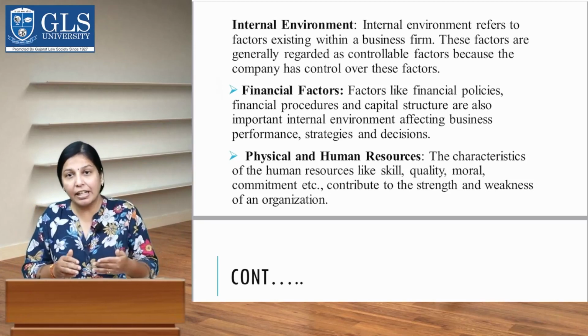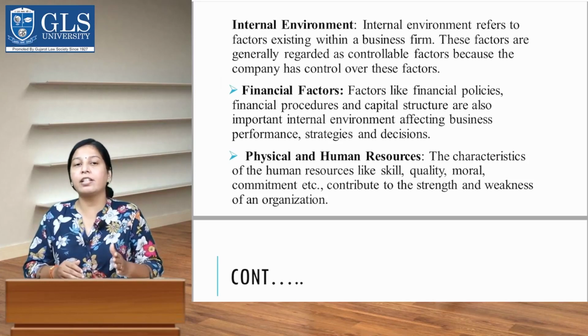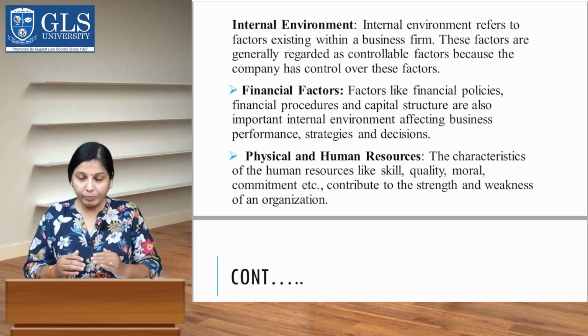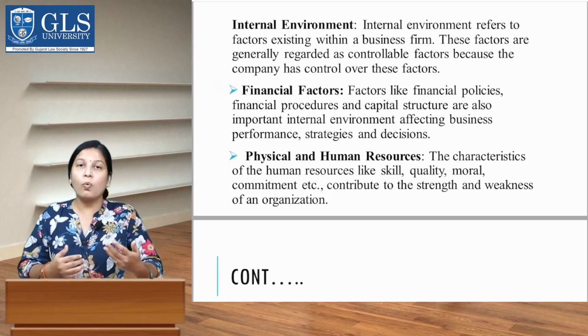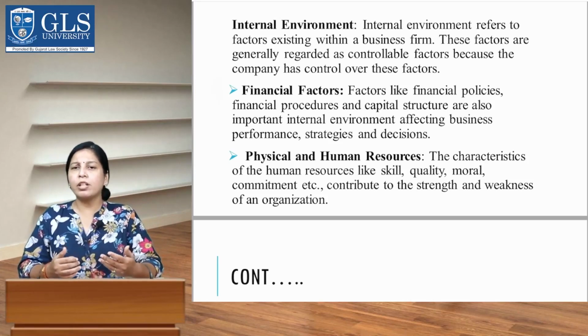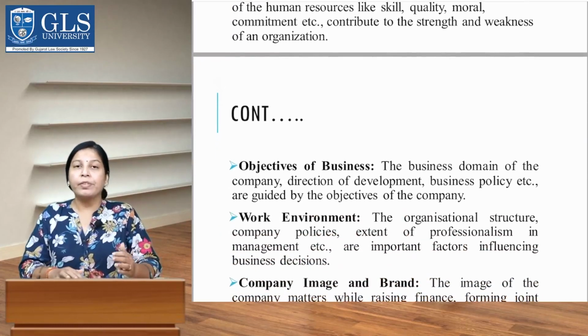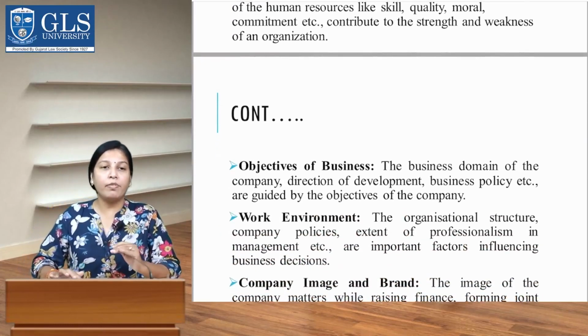Then the physical and human resource. Physical and human resource is about the characteristics of the human resource, like skill, quality, morale, commitment, etc., which contribute to the strength and weakness of an organization. Okay, now next is the objectives of business.